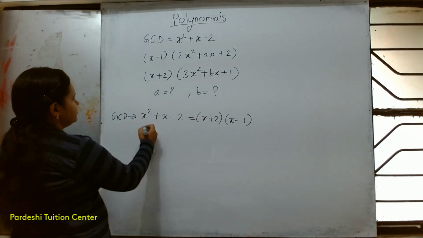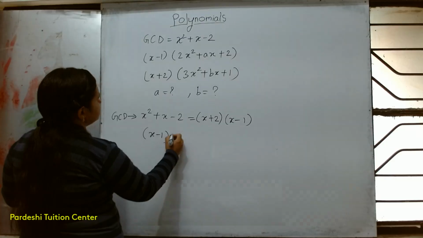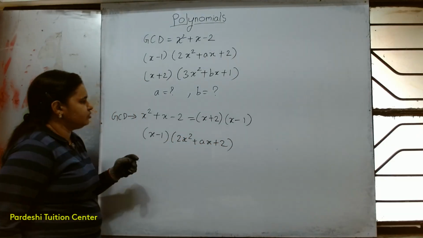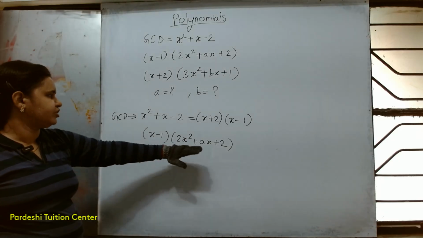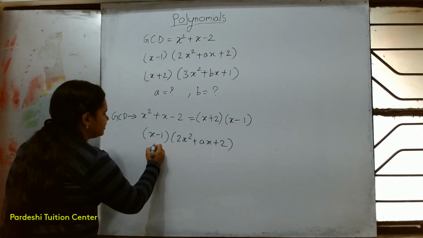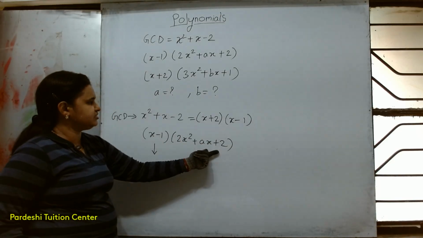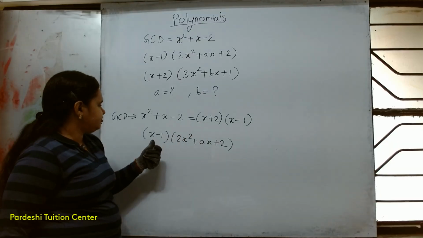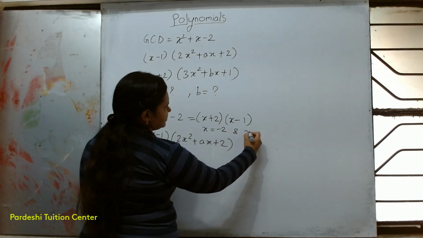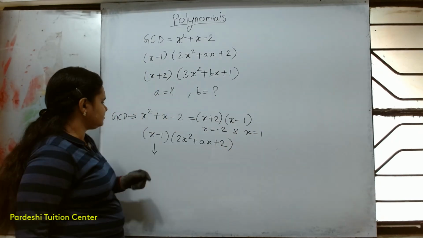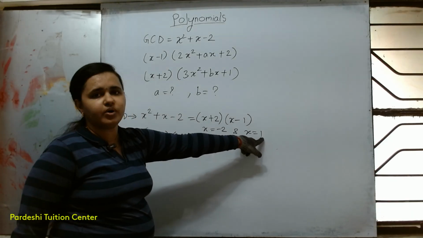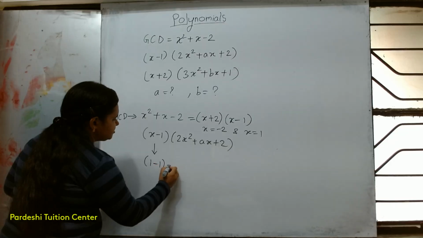In the first expression, x minus 1, 2x square plus ax plus 2, it should be equal to 0 because this is a factor of this polynomial. Every term should come to 0 because this is a factor. From this, x will be equal to minus 2 and x will be equal to 1. If I put minus 2 in the factor x minus 1, it will not be 0, so I put 1 here, then 1 minus 1 is equal to 0.